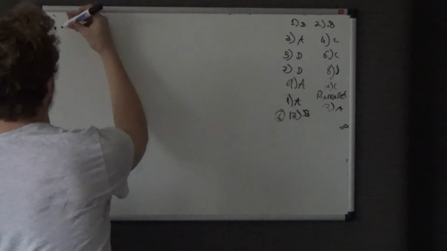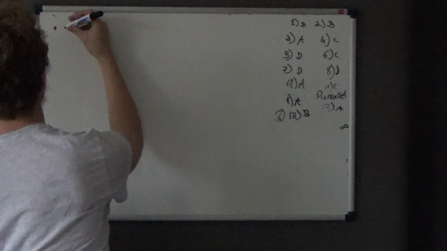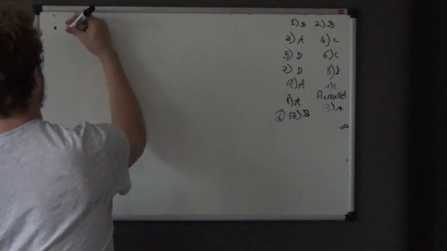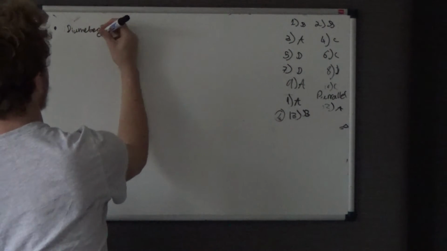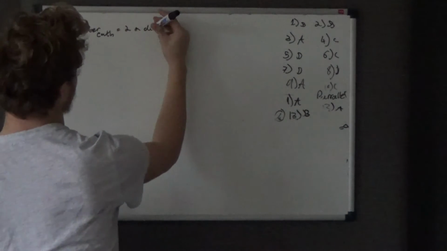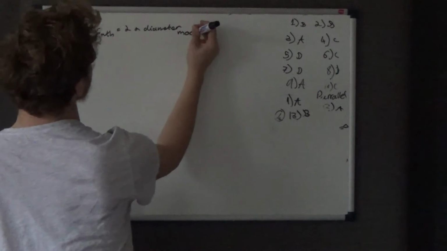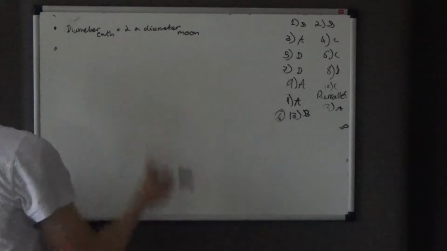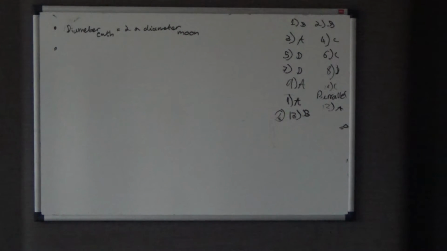Or the way around to write this: the diameter of the Earth is 2 times the diameter of the Moon. Obviously you can write it that way around or the other way around. I think that looks a bit neater, but it doesn't really matter. And a mass 0.1 of the Earth.